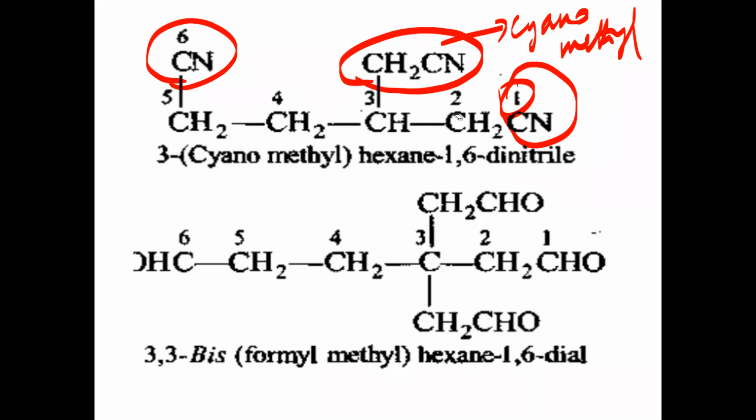From one cyanide to the other cyanide, the longest chain numbering is taken. If you take 1, 2, 3, 4, 5, we get only 5. But if you take like this, 1, 2, 3, 4, 5, 6, we get 6. So 6 carbon atoms means hex, the root word. And between all the carbon atoms in the parent chain, there are single bonds, right?